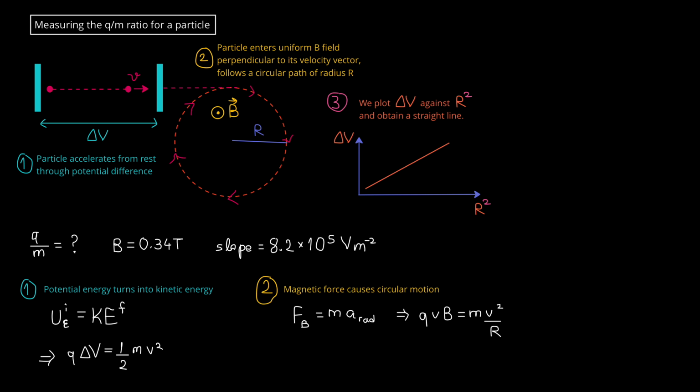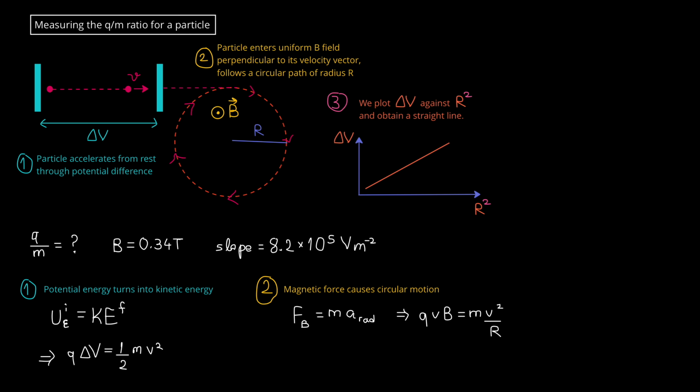After having accelerated, the particle enters the magnetic field region and starts moving in a circular path because the magnetic force creates an acceleration perpendicular to the direction of motion, perpendicular to the velocity, so that causes a circular path. So we can apply Newton's second law here. Magnetic force is equal to mass times radial acceleration, and magnetic force is equal to Q times V. That's the magnitude of the magnetic force, of course.